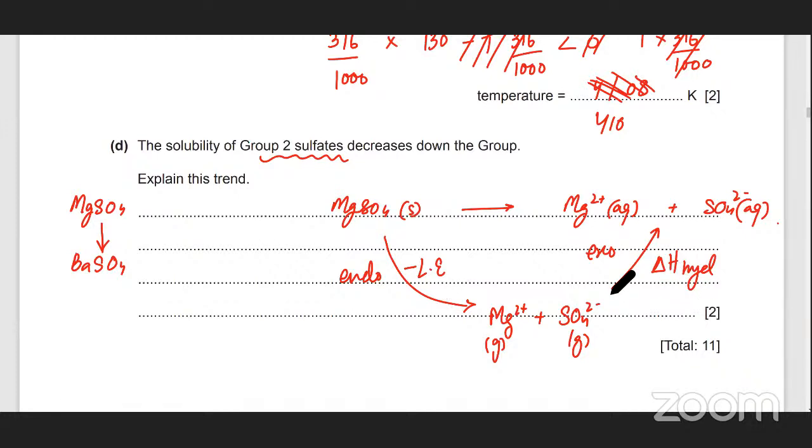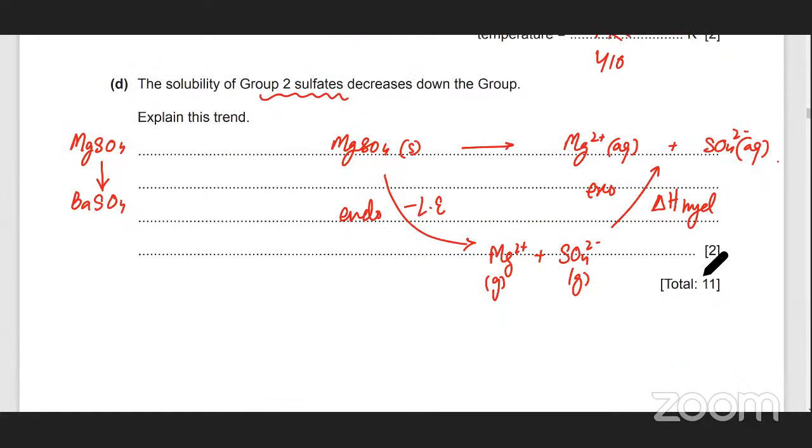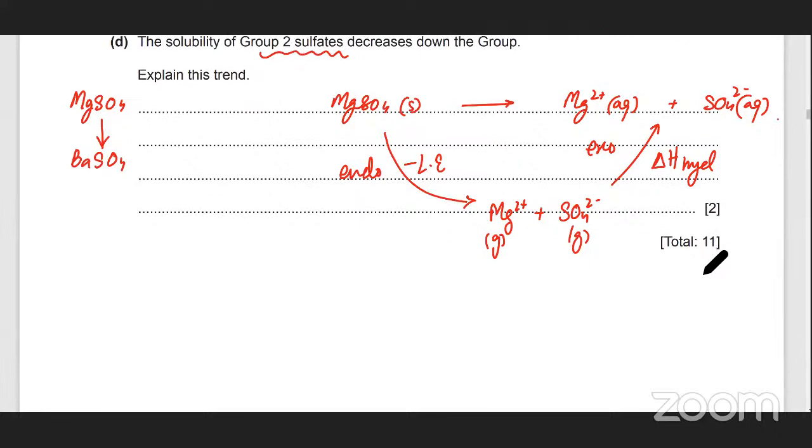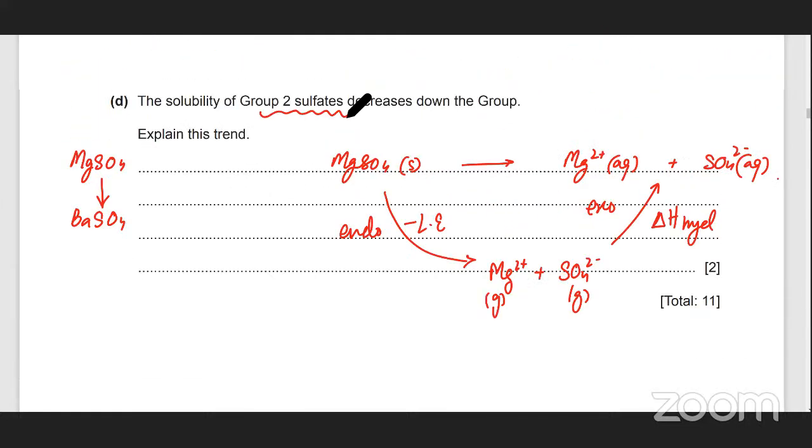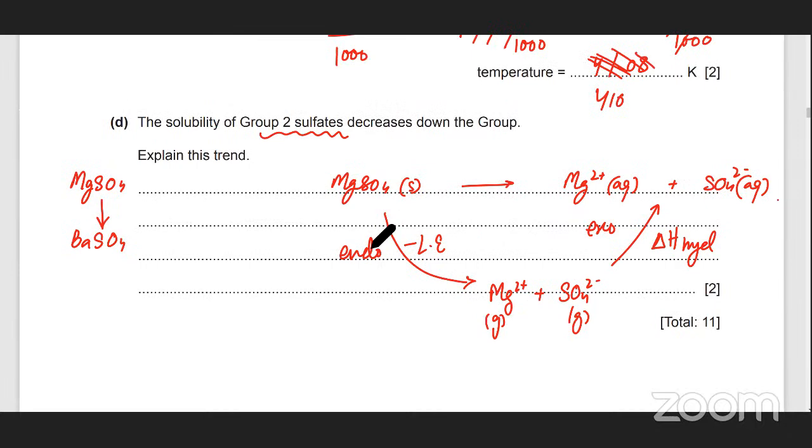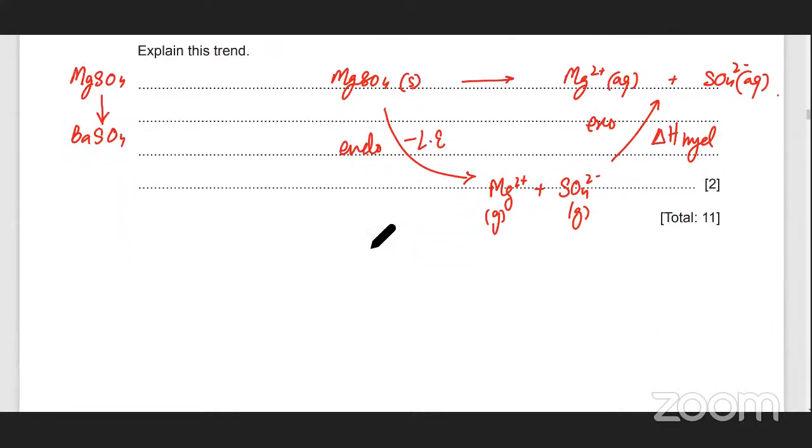But since the solubility is decreasing, that means the endo part is relatively bigger compared to the exo part. So lattice energy decreases less compared to enthalpy change of hydration. Okay, so these are the 3 points that you have to always remember. And in hydroxides, it's the opposite. So remember these. Group 2 sulfates, group 2 hydroxides. This question is always in every paper.